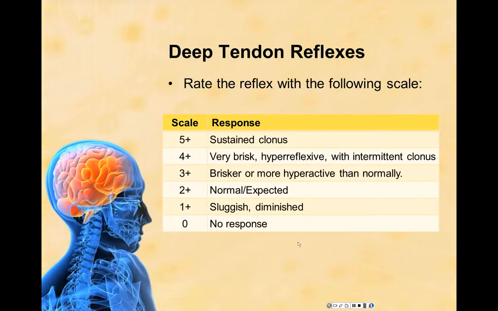So this is how you rate the deep tendon reflexes. Normal is 2+, or that's what's to be expected. If they're sluggish or diminished, that would be 1+, or no response, 0. And all the way up to 5, which is sustained clonus.